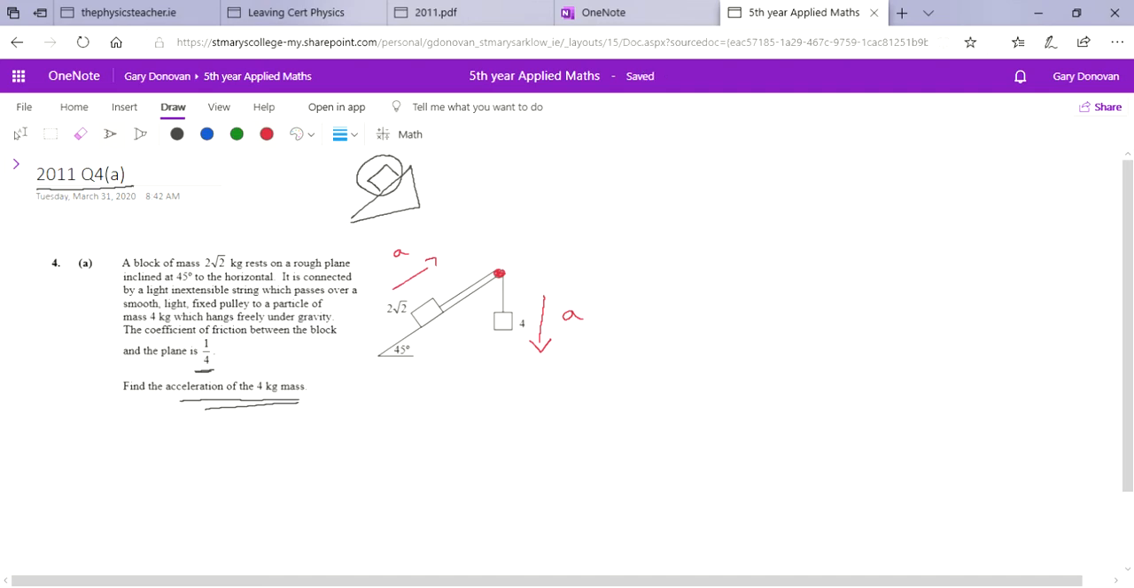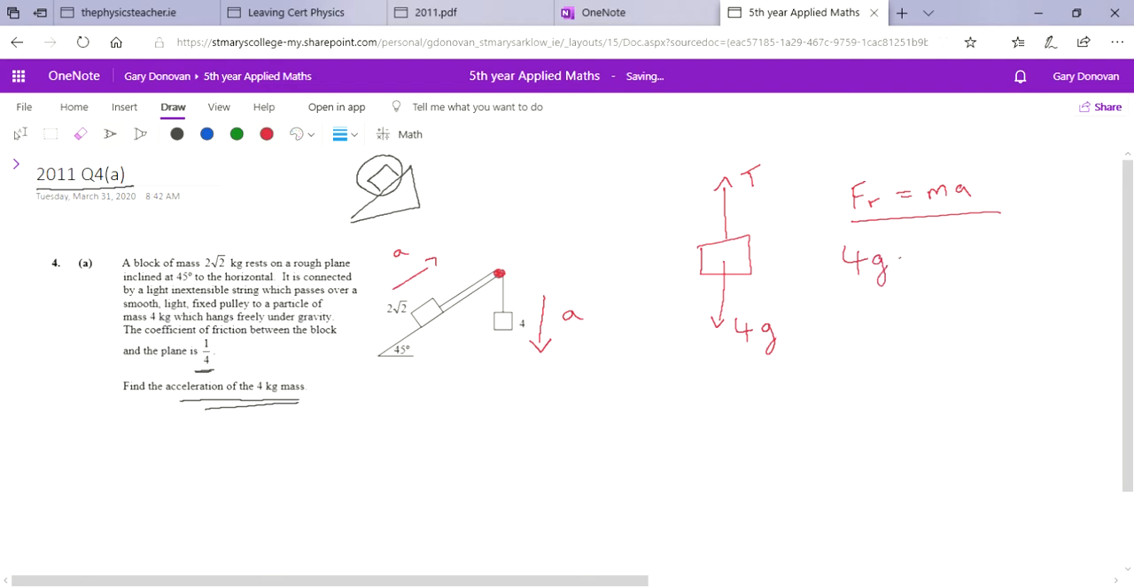So now we always do our force diagrams. The 4 kg mass one is easy. Force downwards is mass times gravity, 4 times g. Force upwards is t. In our F equals ma equation, if we assume it's going to go down, the 4g has to be bigger than the t, so it's 4g minus t equals 4a. That's equation 1, that's probably 5 marks. Next one's a little bit trickier, so I'll go down here so we have a little bit more room.